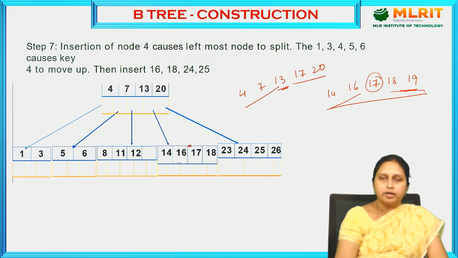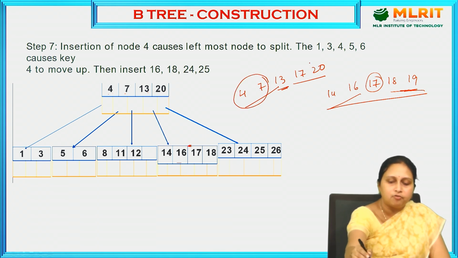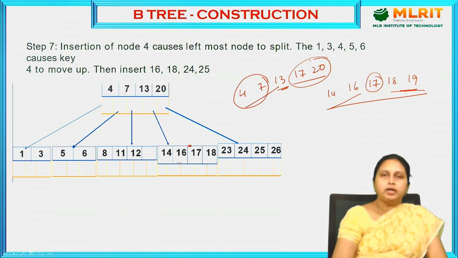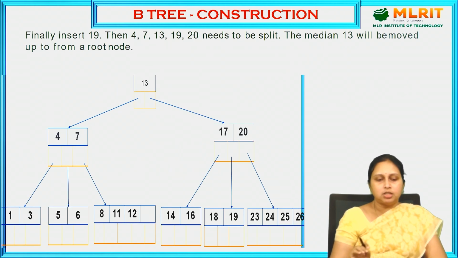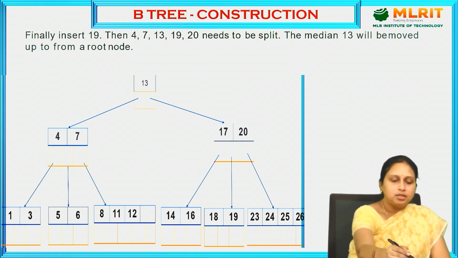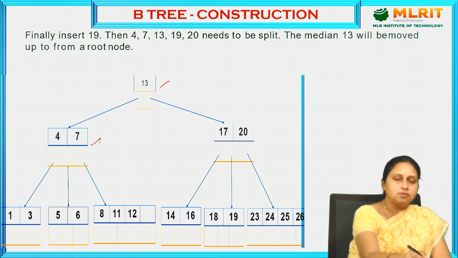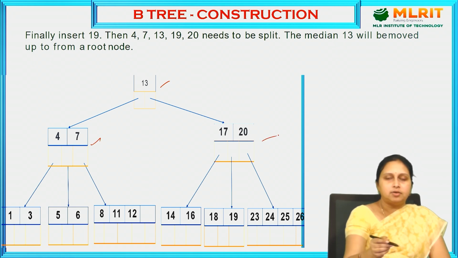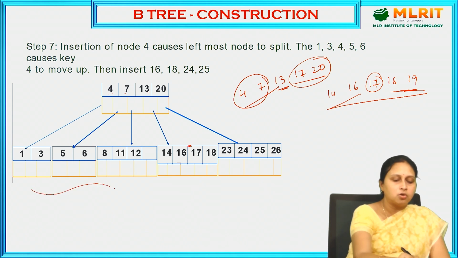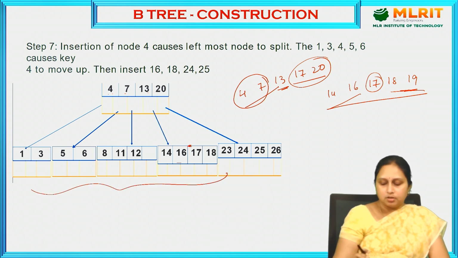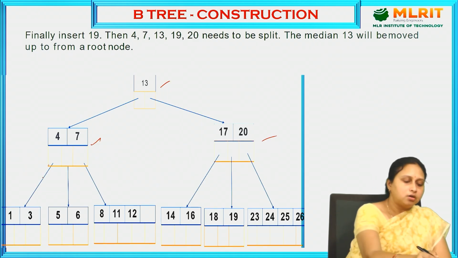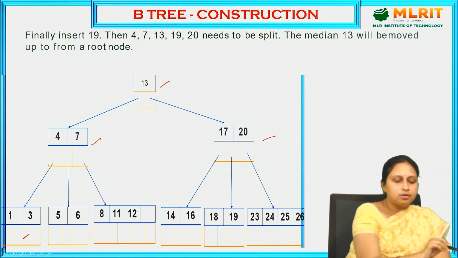So what are we going to get? 13 becomes the root node and 4 and 7 become the left of it. 17 and 20 become the right of it. Now we can check how the diagram will be. 13 becomes the root node, 4 and 7 is the left child, and 17, 20 are the right child. And according to this, these elements also have to be placed. For 4, 1 and 3 are the left children. 5 and 6 are the right children.